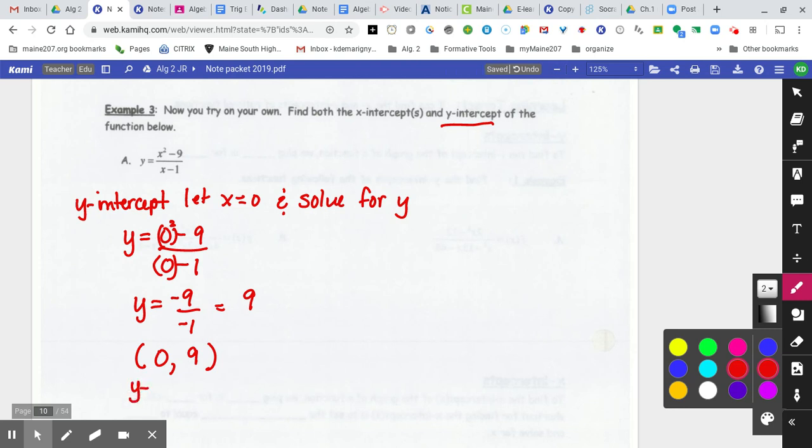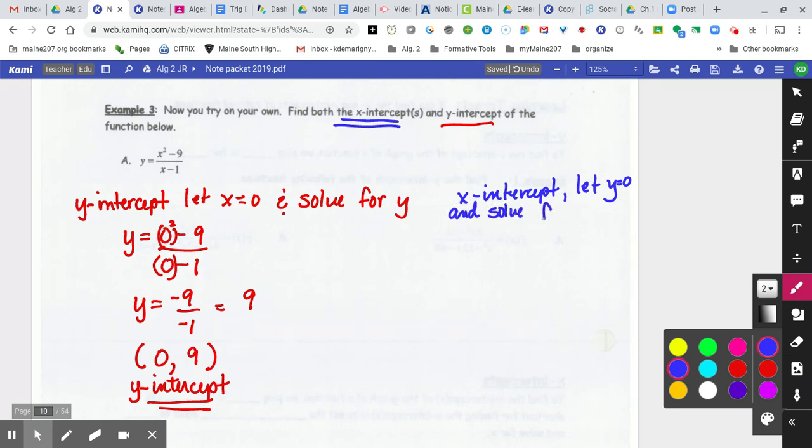That's going to tell me my y-intercept. Pretty simple, huh? Then I'm going to change to blue for this one. I need to find the x-intercept. So to find the x-intercept, I need to let y equal 0 and solve for x. Now there's a shortcut.